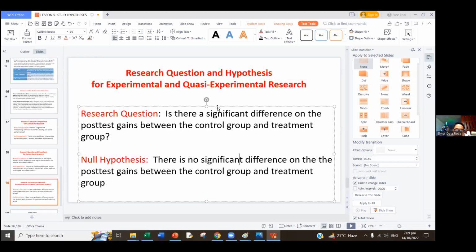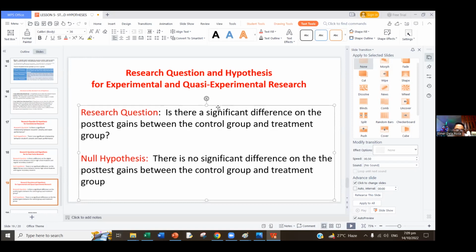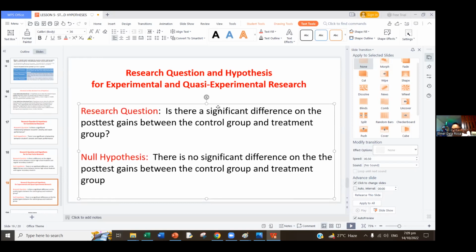Okay, can you give me the alternate hypothesis, which is non-directional? Alternate hypothesis po is there is significant difference on the post-test gains between the control group and the treatment group. Mathematically, paano mo yun i-express? Sa equation, mathematical equation, paano mo yun gagawin?